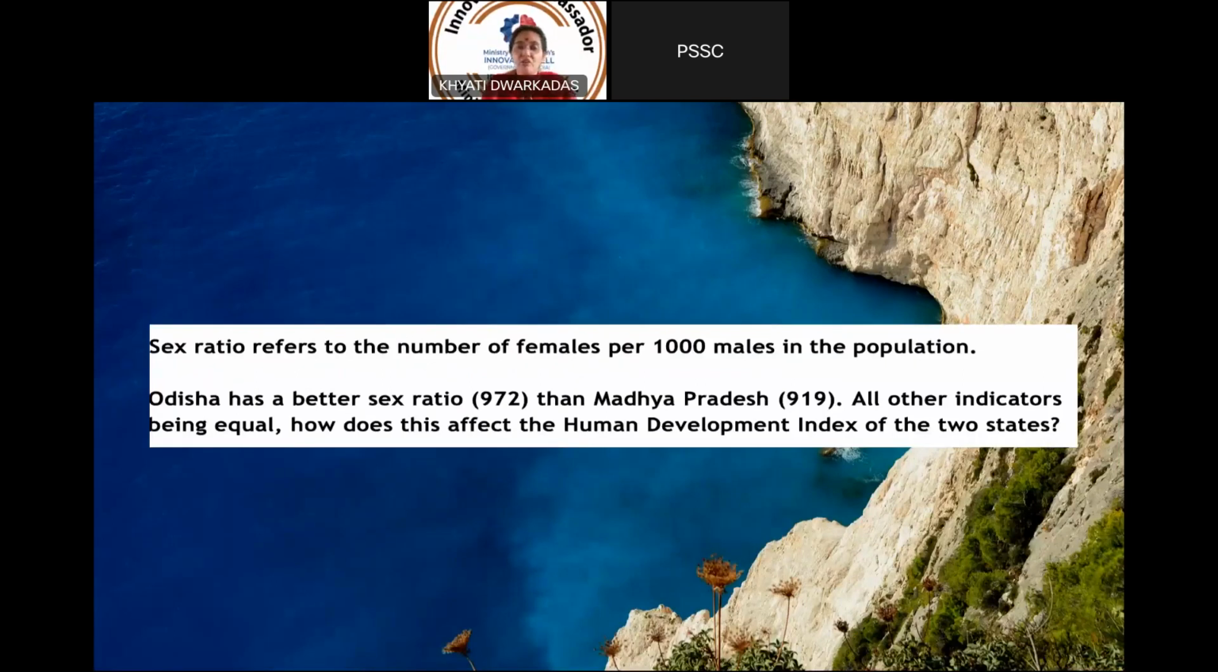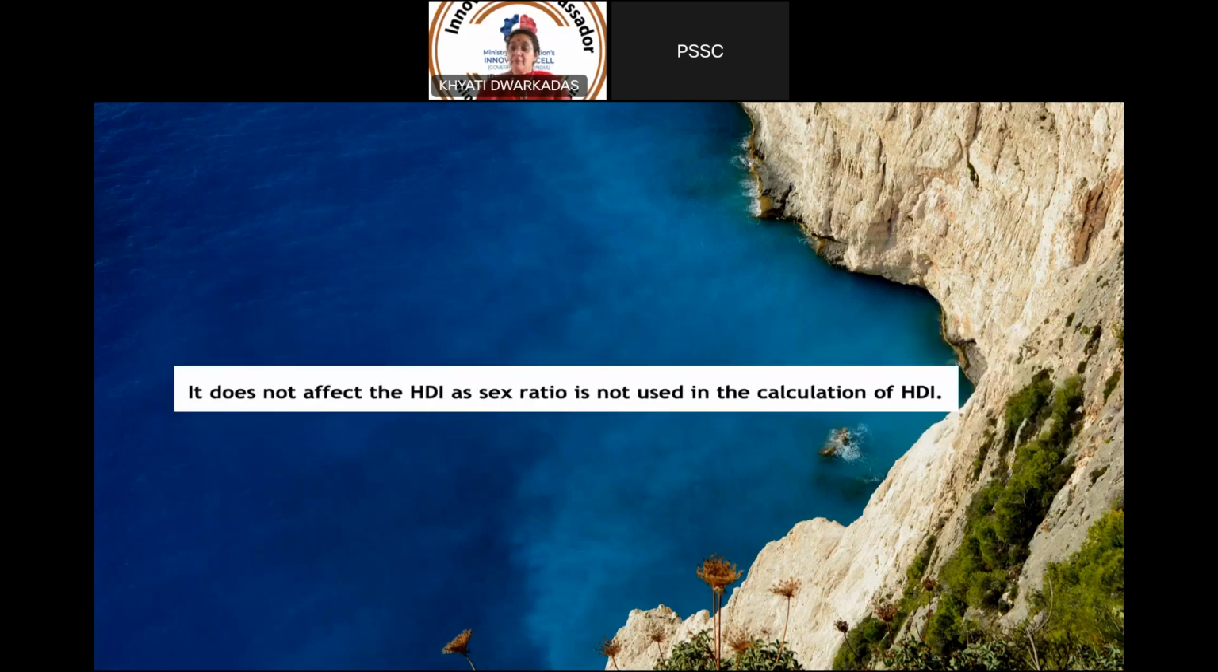So look at this one. Sex ratio refers to the number of females per 1,000 males in the population. Odisha has a better sex ratio than Madhya Pradesh. All other indicators being equal, how does this affect the HDI of the two states? How does it affect the Human Development Index? It does not affect the Human Development Index, as sex ratio is not used in the counting of Human Development Index.